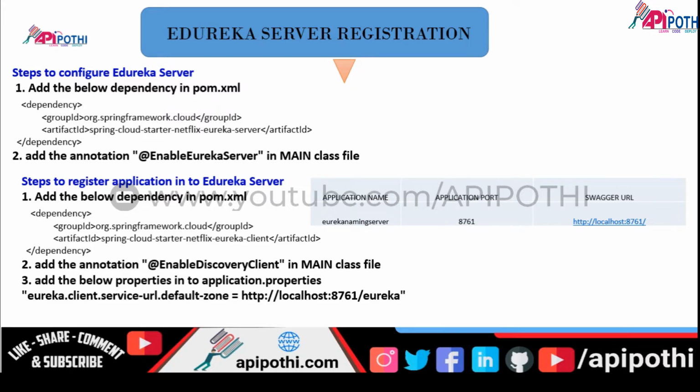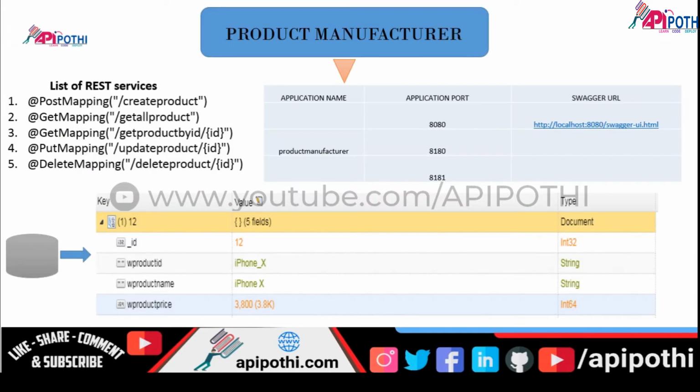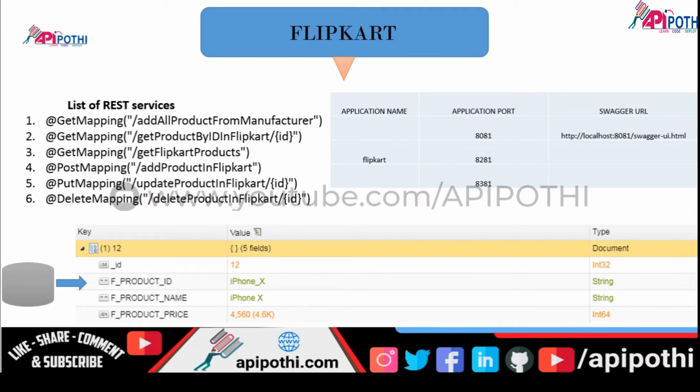Now, as per our business, we are going to create the third service, which is nothing but Flipkart. Flipkart also has the same set of services, but one extra service. That extra service is that Flipkart needs to get the product details from the product manufacturer, and depending upon Flipkart's business rate of profit interest, it is going to calculate the selling price.